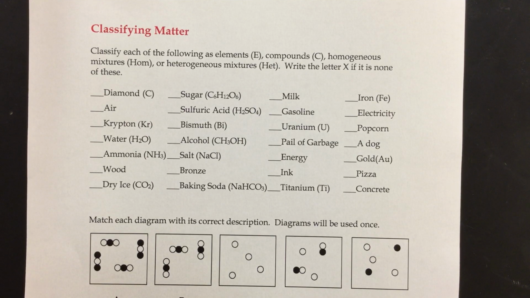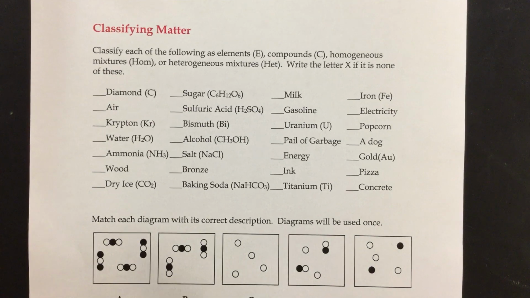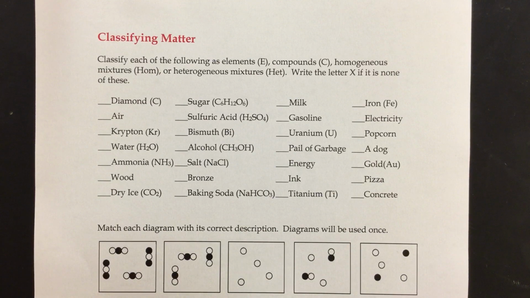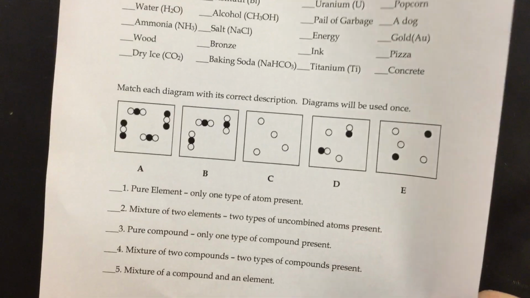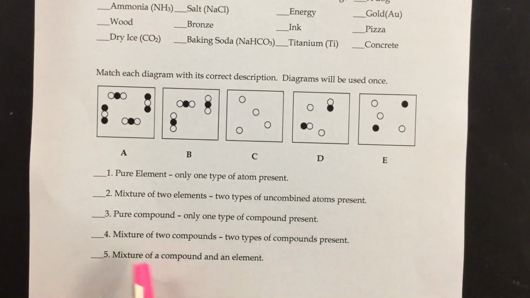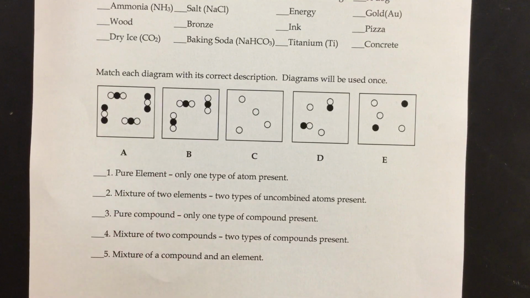Alright, this video is on the part of your homework assignment that says classifying matter. So in the top part you have a few things that you need to classify as either elements, compounds, heterogeneous mixtures, or homogeneous mixtures, or none of them. And then in the bottom half you have these diagrams that you need to match with the description of the picture.